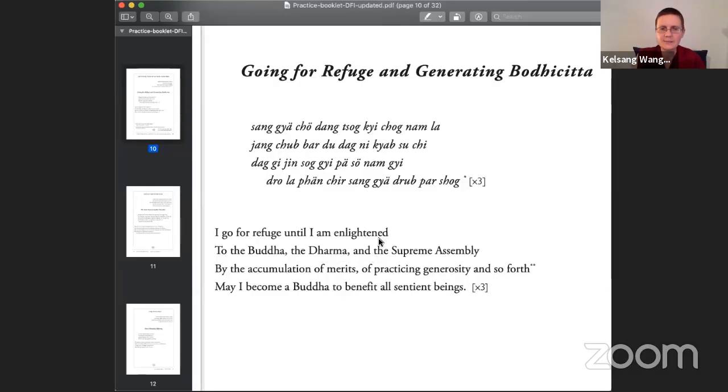I go for refuge until I'm enlightened to the Buddha, the Dharma, and the Supreme Assembly. By the accumulation of merits of practicing generosity and so forth, may I become a Buddha to benefit all sentient beings.